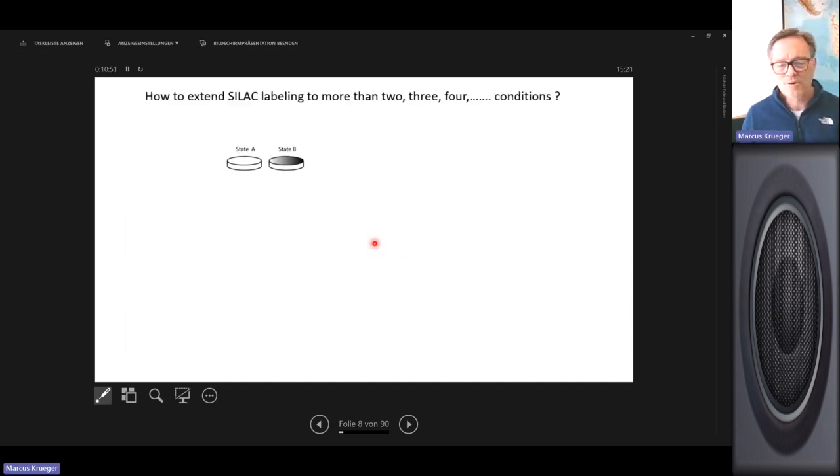Okay, so the problem is, as I said, we have two conditions, light and heavy, or state A and state B, but very often you have more conditions, right? For example, TMT can go up to 32 plexing nowadays. This might be a disadvantage of SILAC, that you cannot go up to 32, although there are other techniques like NeuCode, which might be an option to increase the multiplexing. However, today I just want to say, okay, we have state A and state B, and we also have state C.